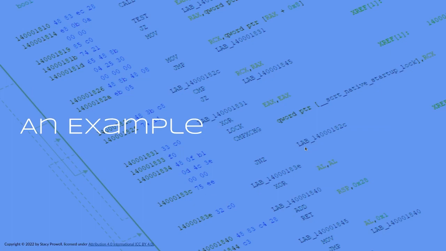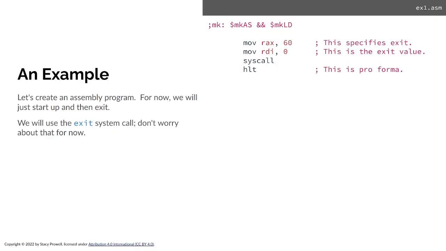And here we go. So we're going to create an assembly program, and we'll just start up and exit. And this is it over here on the side. Don't worry about what all this stuff means. We'll go through all the parts of it later on. This is just our basic startup and shutdown assembly program, ex1.asm.